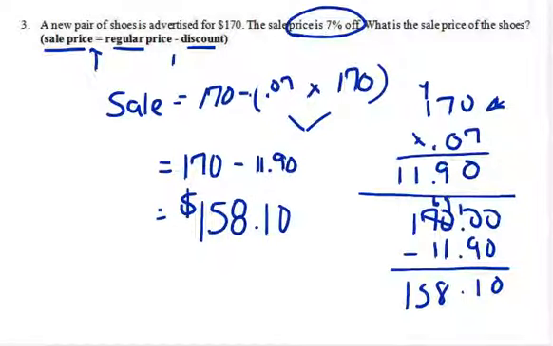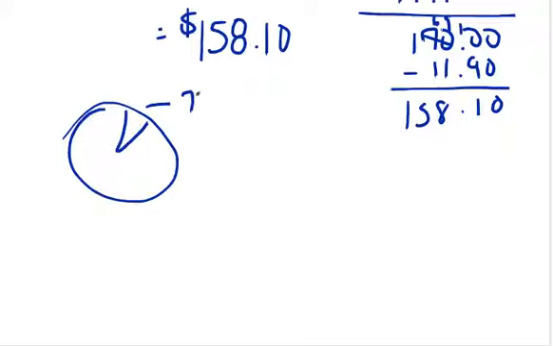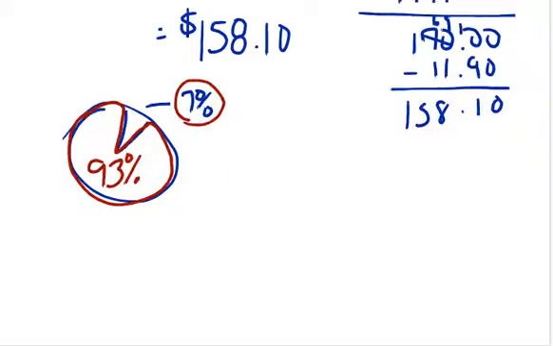$158.10. Now another way to look at this real quick: imagine your whole price, your $170, is your pie. You're going to take away 7% of it, because it's 7% off the whole price. So what you're left with is the remaining part of the pie chart. You're left with 93%. Since you're not paying for 7% of the price, you are paying for 93% of the price. So if we wanted, we could find 93% or 0.93 times 170.